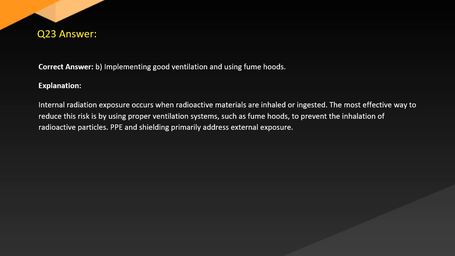Answer. Correct answer: B. Implementing good ventilation and using fume hoods. Explanation: internal radiation exposure occurs when radioactive materials are inhaled or ingested. The most effective way to reduce this risk is by using proper ventilation systems, such as fume hoods, to prevent the inhalation of radioactive particles. PPE and shielding primarily address external exposure.